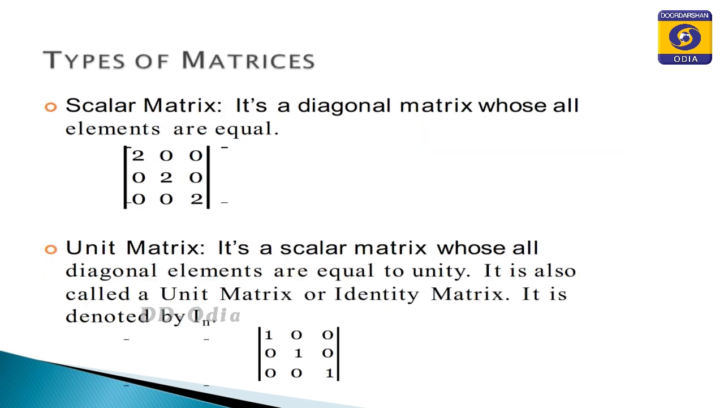Next is scalar matrix. A diagonal matrix whose leading diagonal elements are equal is a scalar matrix. Here is the example of a scalar matrix: 2, 0, 0, 0, 2, 0, 0, 0, 2. Next, what is a unit matrix? In a scalar matrix, if the leading diagonal elements are unit, then it is called a unit matrix or identity matrix. It is denoted by In. In means this is a unit matrix.